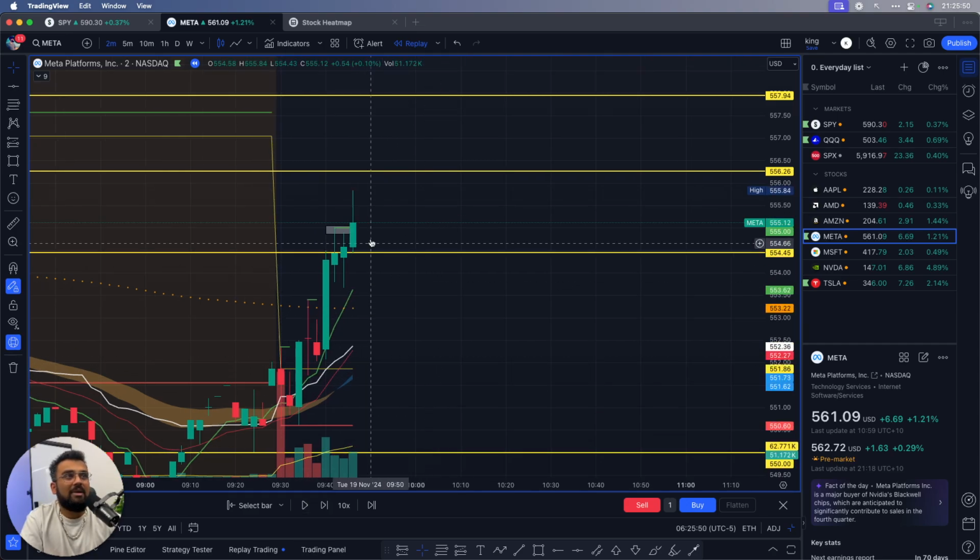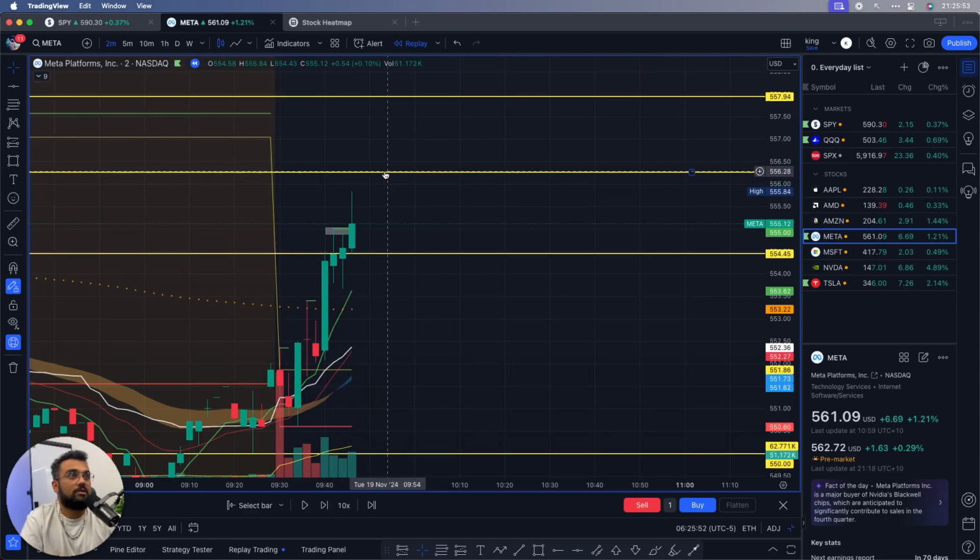I went long. My first profit target was this yellow line. Why? Because I'm taking a trade from a level to a level. That's my mindset right now. Stocks do not just move from the middle of anywhere to the middle of anywhere. They move from level to level.